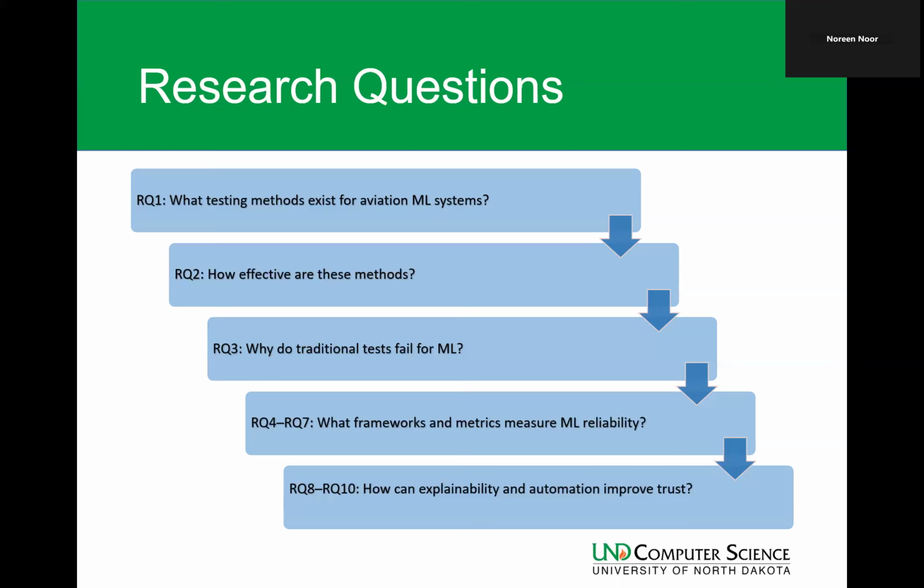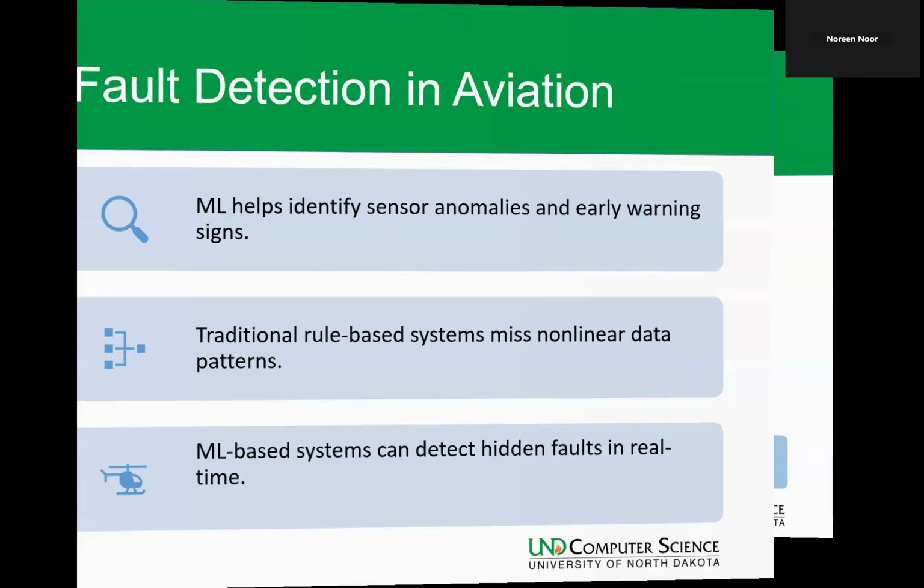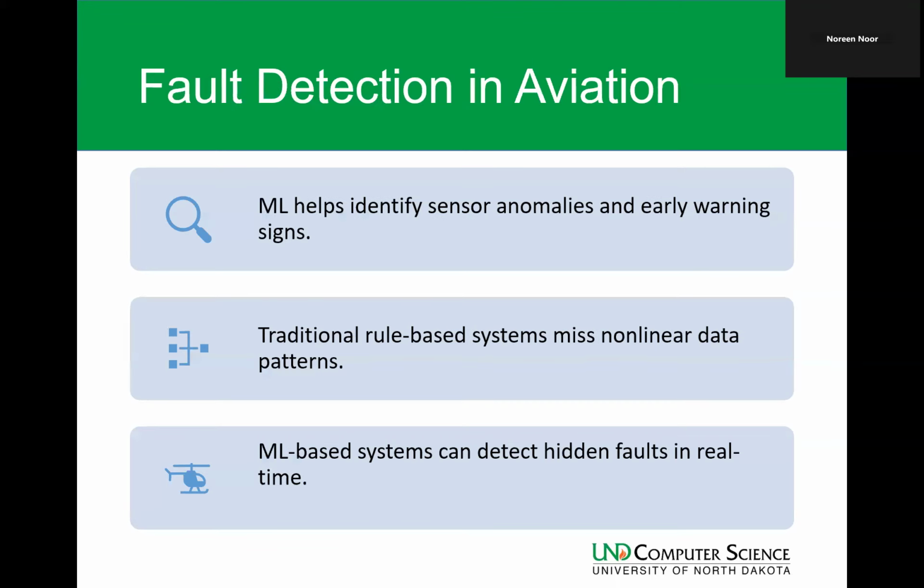And finally, research questions 8 to 10 ask how we can build trust in machine learning systems through explainability and automation. Because in aviation, understanding why the model made a decision is just as important as the decision itself. So these are the research questions we have right now. After that, we have fault detection in aviation.